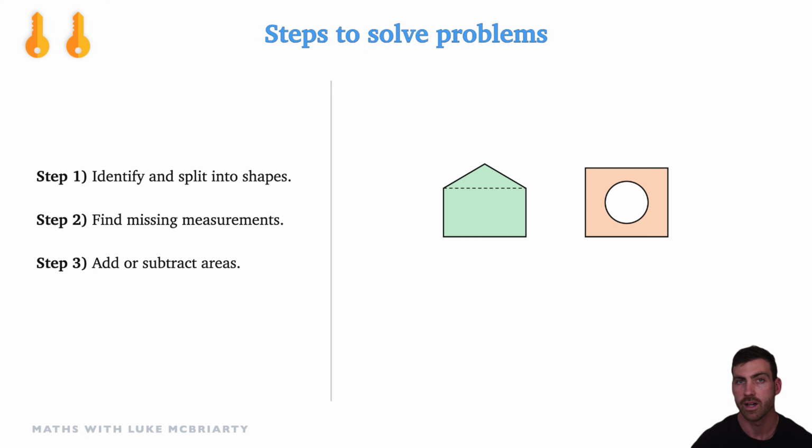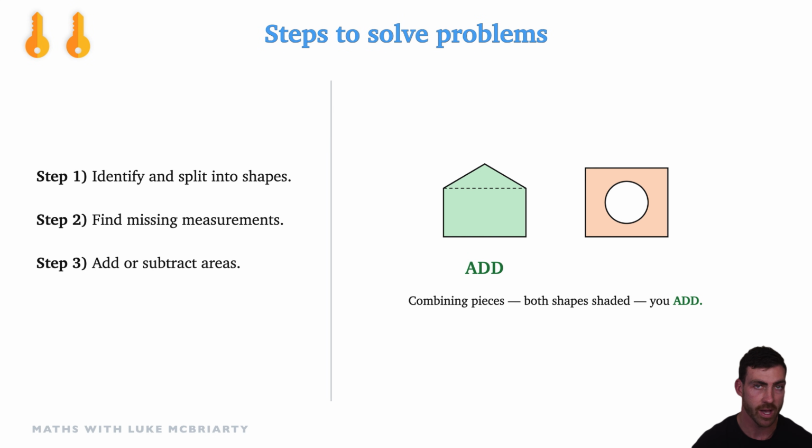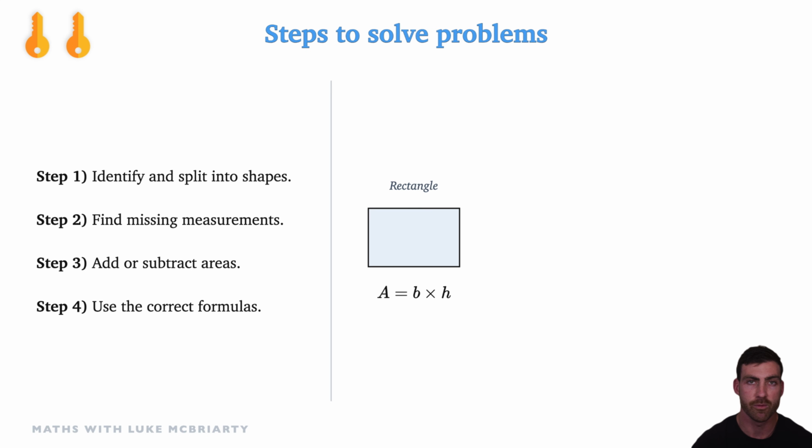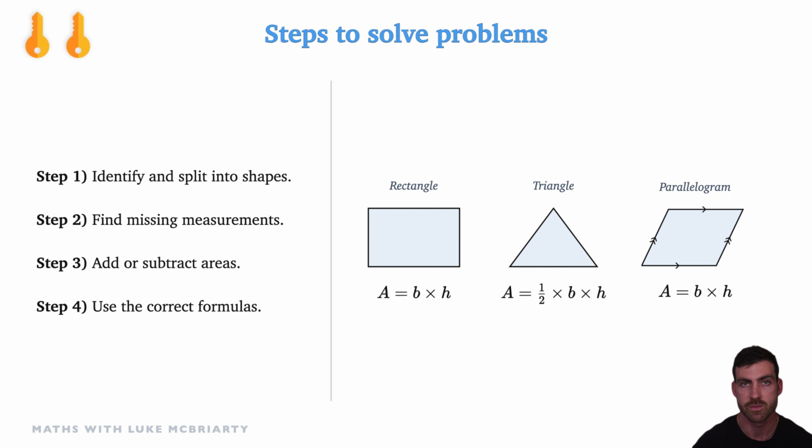Step 3, add or subtract areas. Now decide, are you adding areas or subtracting them? If you're combining pieces, you add. In other words, both shapes are shaded. If there's a missing section, you subtract. In other words, if a shape is not shaded. Step 4, use the correct formulas.